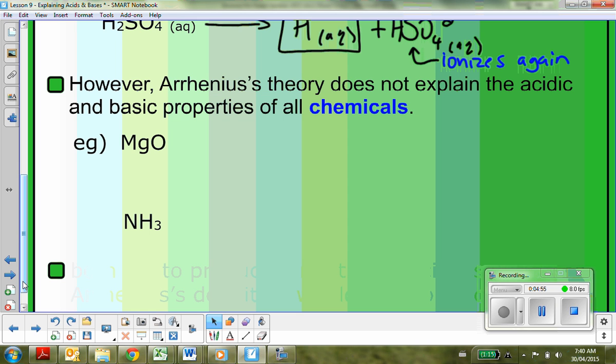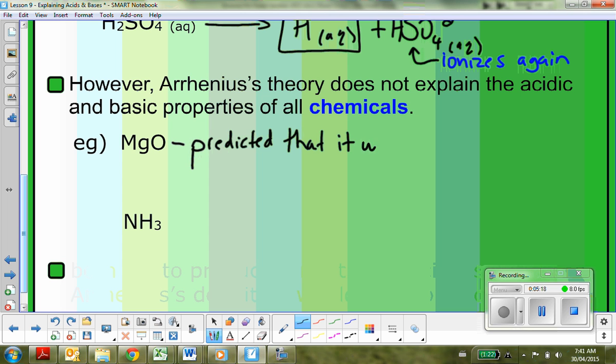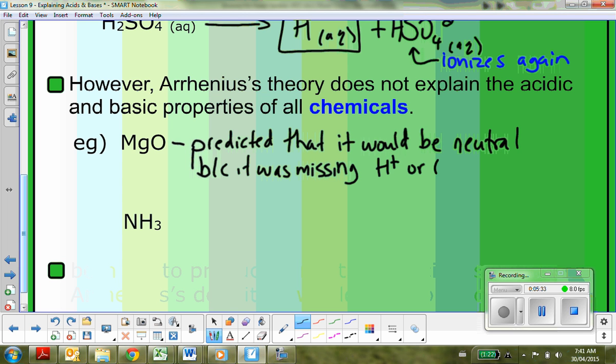So, for example, magnesium oxide. Arrhenius would have, based on the principle that H's make it acidic, OHs make it basic, he would have actually predicted that magnesium oxide should be neutral because it doesn't end up having an H in it or an OH. Let's write that down. Magnesium oxide, he predicted that it would be neutral because it was missing H positive or OH negative in the formula.